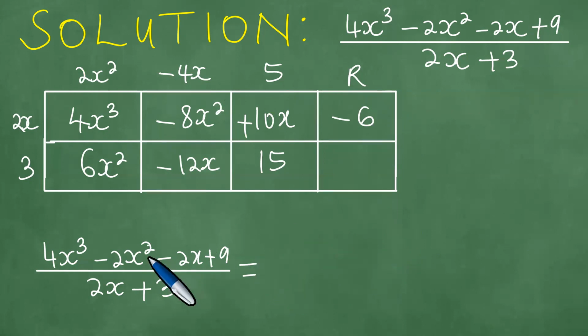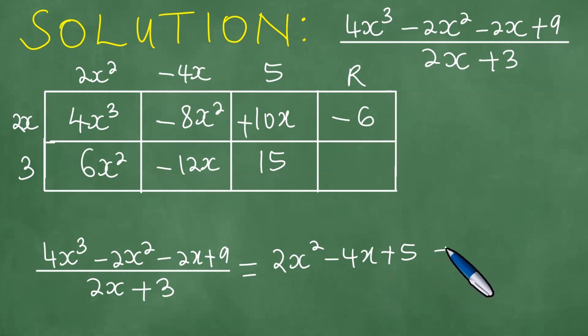If we perform this polynomial division, the quotient is what sits at the top. So the quotient becomes exactly 2x squared minus 4x plus 5, and then we consider the remainder, plus the remainder. The remainder is exactly minus 6 divided by the divisor, which is 2x plus 3.